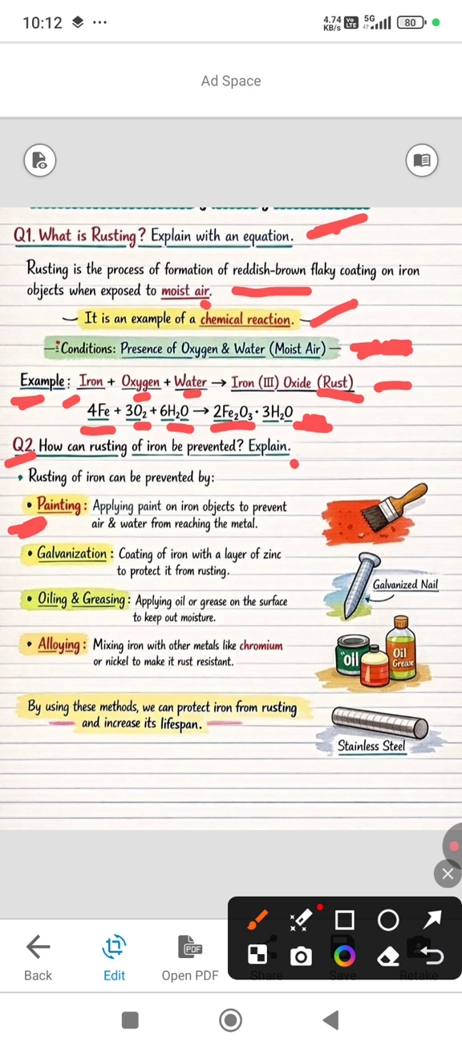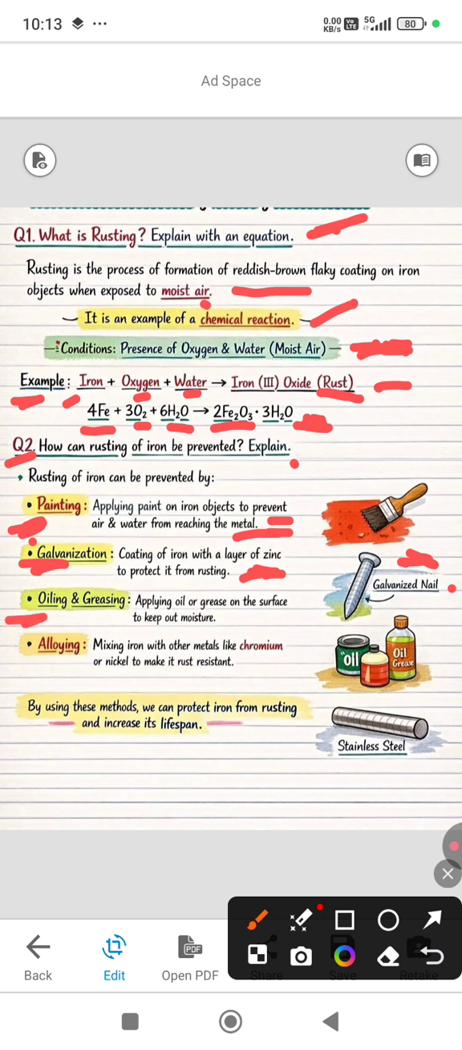Number 1, painting. If we apply paint on the iron object, we can prevent air and water from reaching the metal. Number 2, galvanization. Galvanization is the process in which we can coat iron with a layer of zinc to protect it from rusting. It is known as galvanization. You can see galvanized nail here.